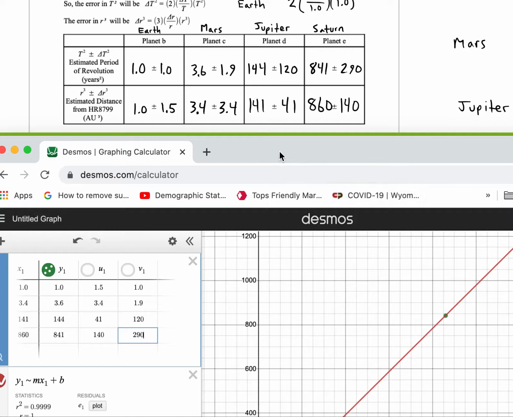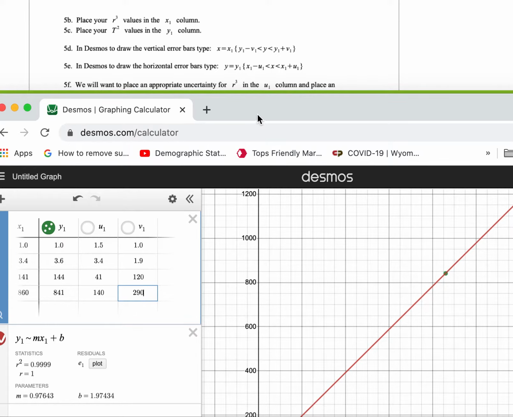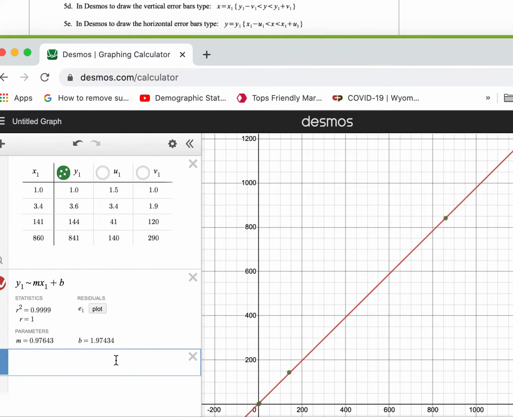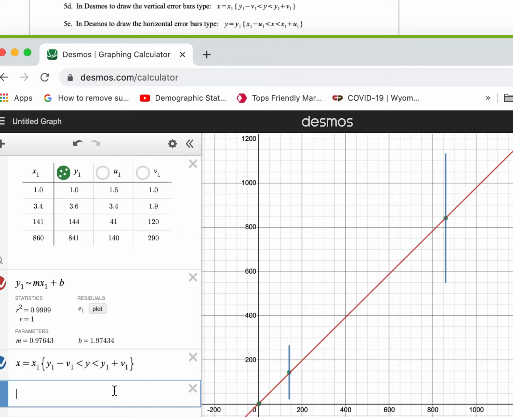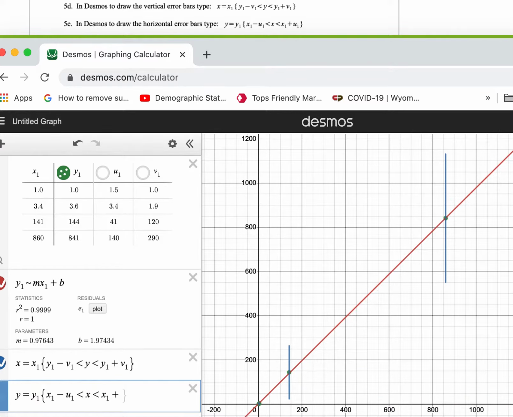Now we have to tell Desmos to display the error bars. And it tells you how to do that in the lab. It just says you have to write a certain code here, basically telling it to draw a line segment. All right, that looks pretty good there. Now let's do the horizontal ones. All right, great.